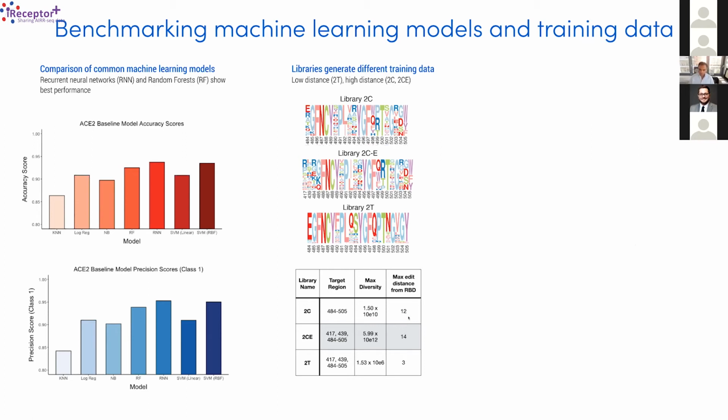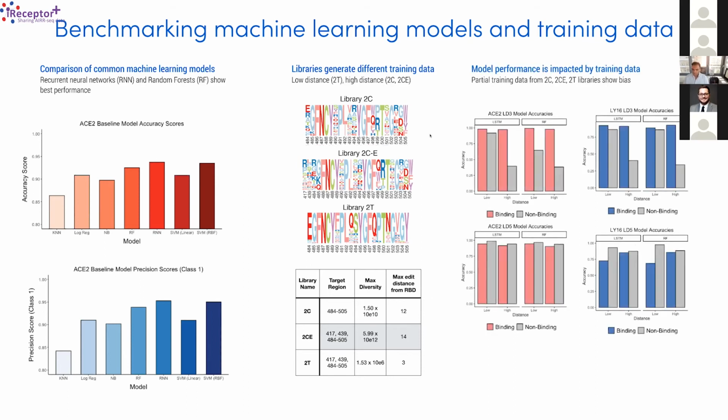And so once you use that information, you could explore: do I need all of this training data to train a good model? Could I have skipped the low distance library, or could I have skipped the high distance library? Well, it turns out you do need both, but first I'll show you why.